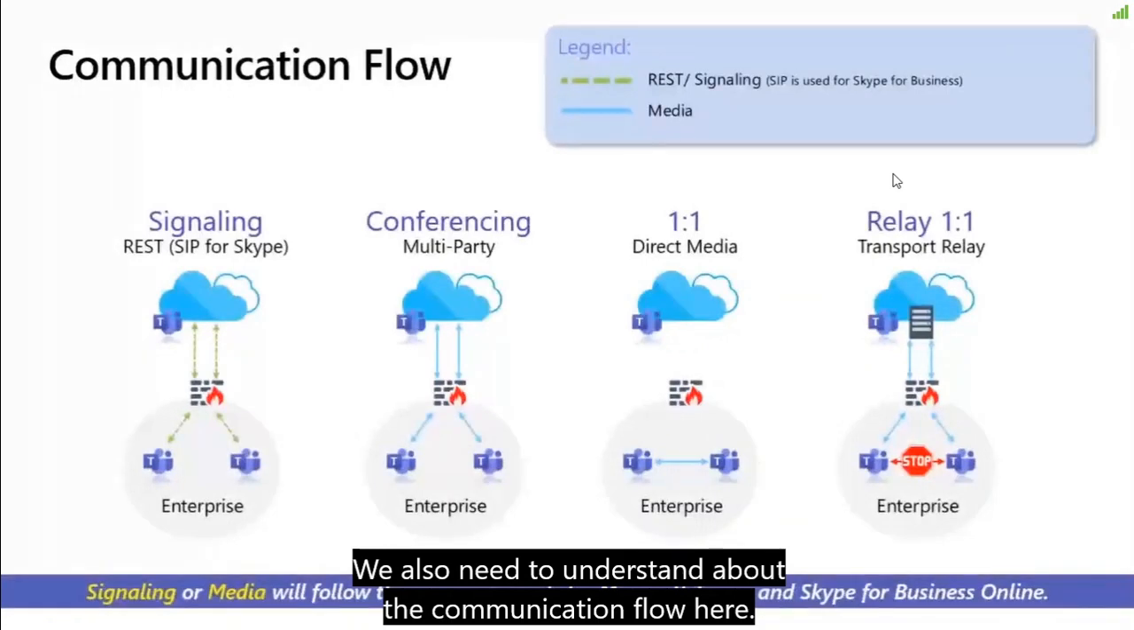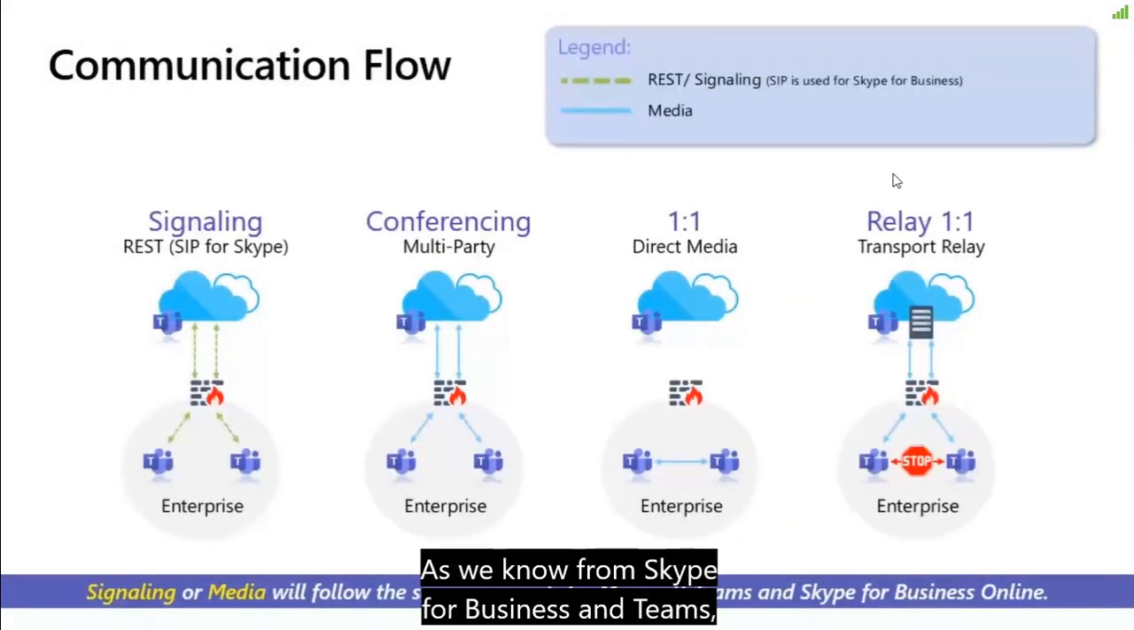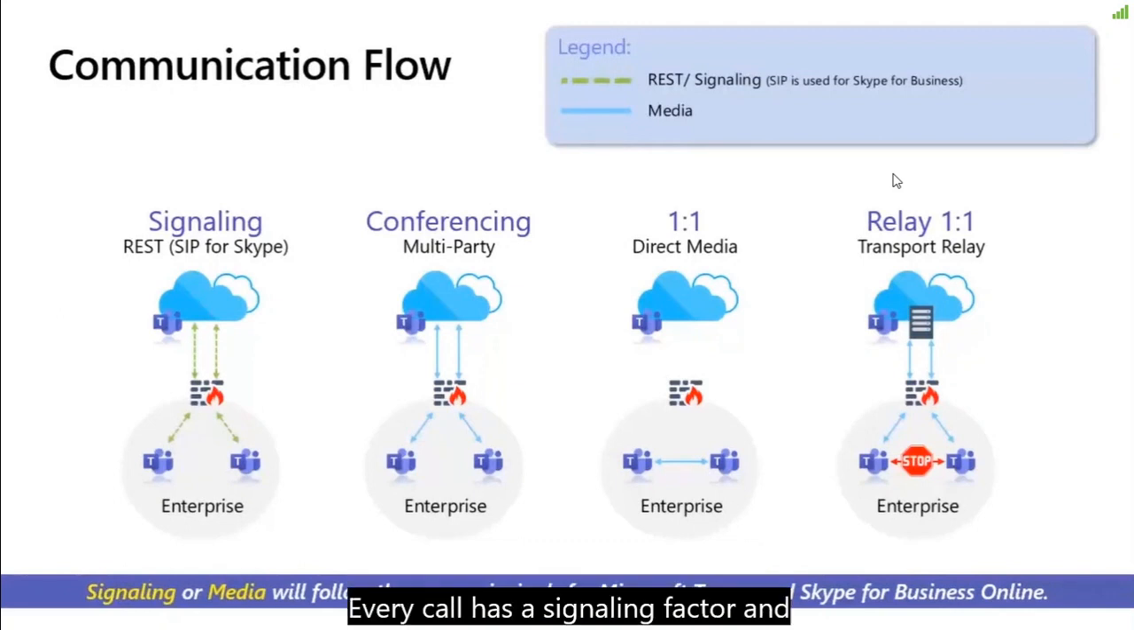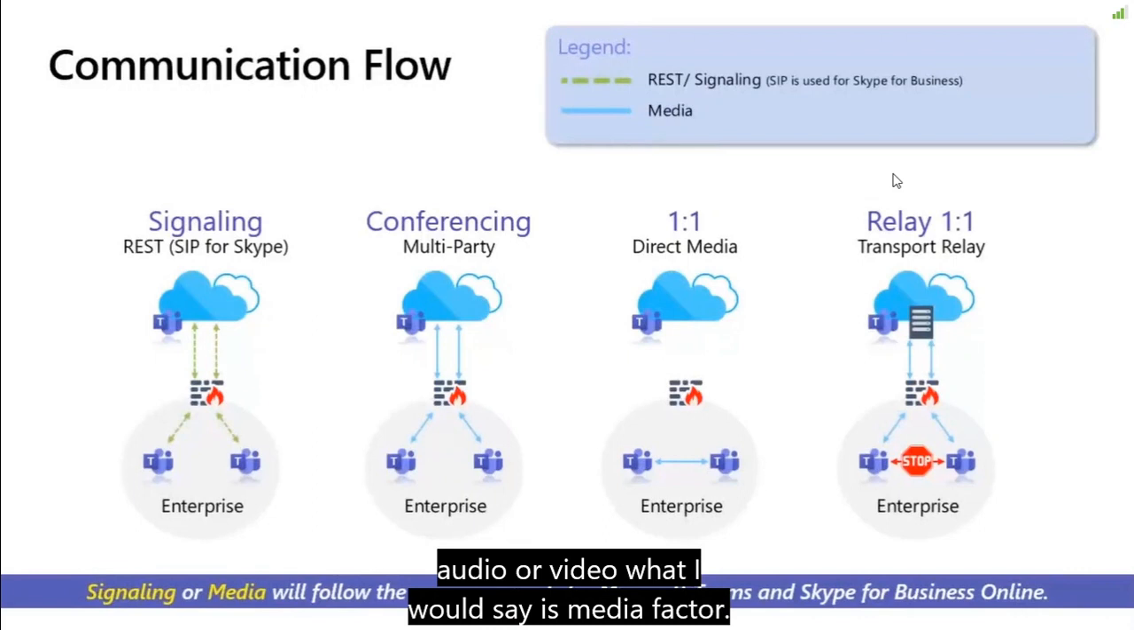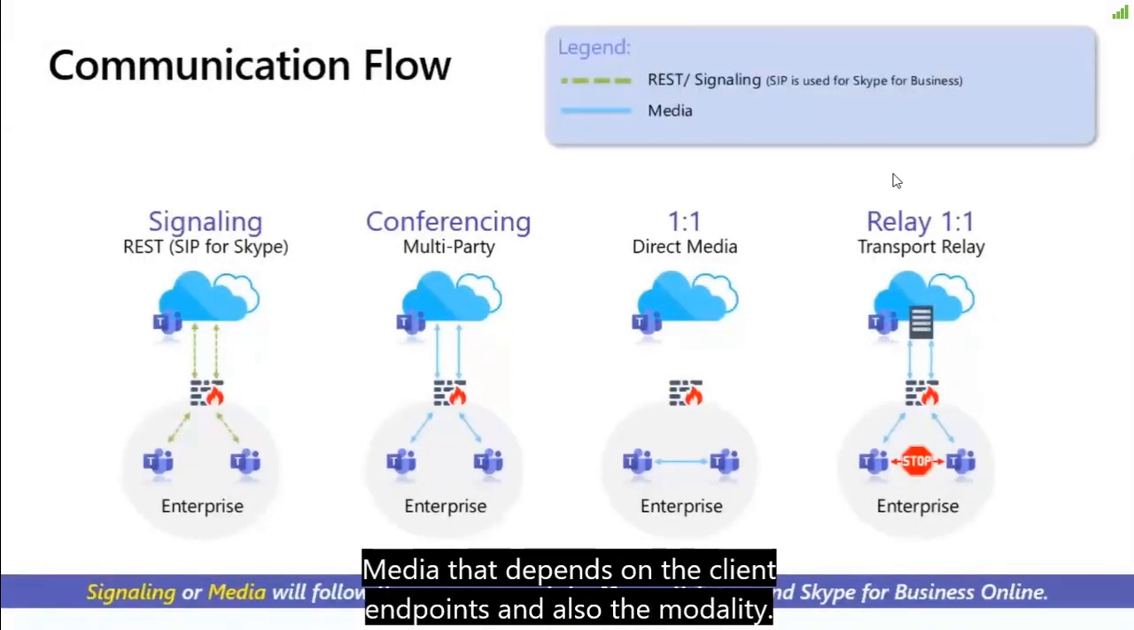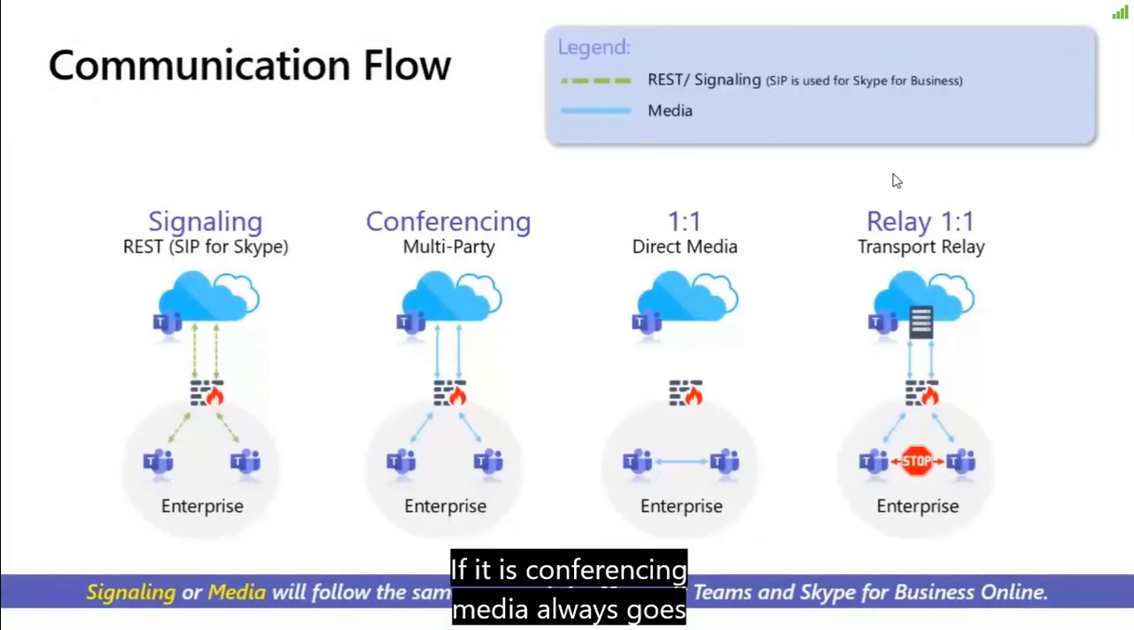We also need to understand the communication flow here. As we know, Skype for Business and Teams both share the same principles in terms of connectivity. Every call has a signaling factor and audio or video, what I would call the media factor. Signaling always goes through your firewall and then reaches the Office 365 backend. Media depends on the client endpoints and also the modality. If it is conferencing, media always goes via the firewall and then reaches the Teams backend.